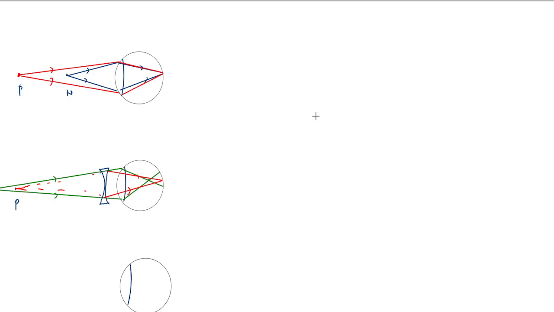If you want to look at the range of vision, this is the eye. The person can see from the near point to this point P. So this is the range of vision. Beyond this is cut off. So this myopia can be corrected by using a concave lens.